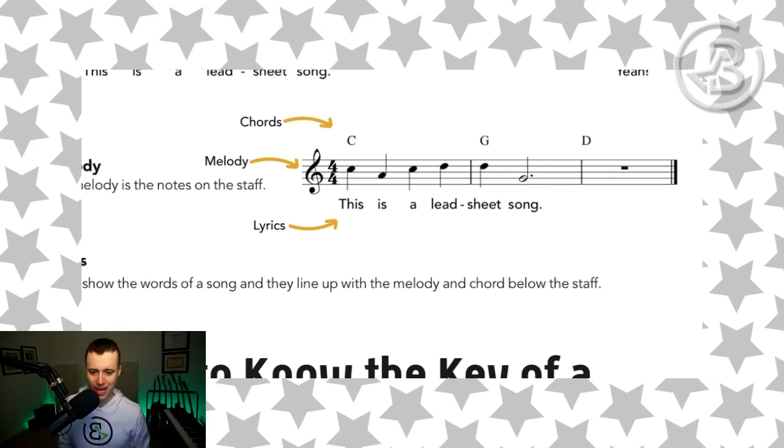This is just an example for you to understand that whenever you're looking at a lead sheet, we have chords above, we have melody in the middle, and we have lyrics below. Not all lead sheets will have lyrics, so it's okay if you don't see lyrics. Some songs just don't have words to them, and they are instrumental, which means just instruments are playing, no voice or words are used. I will see you in the next lesson.